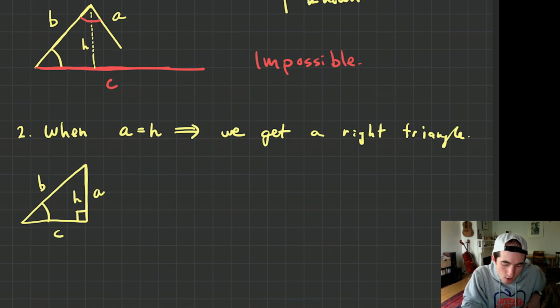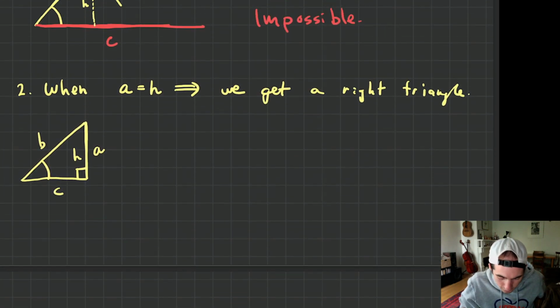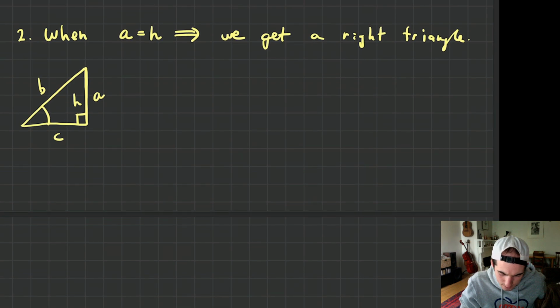Okay, now here's where things get interesting. This is where things get really interesting. Let me know if you have any troubles with that, about when A is equal to H, that means that we get a right triangle. Really, what we're saying is that the only way for this to be a triangle is if it's a right triangle, if the side A that we're given is equal to H.